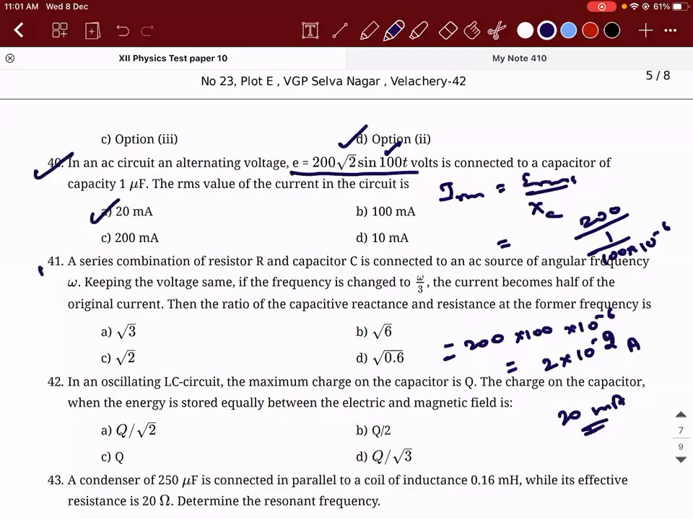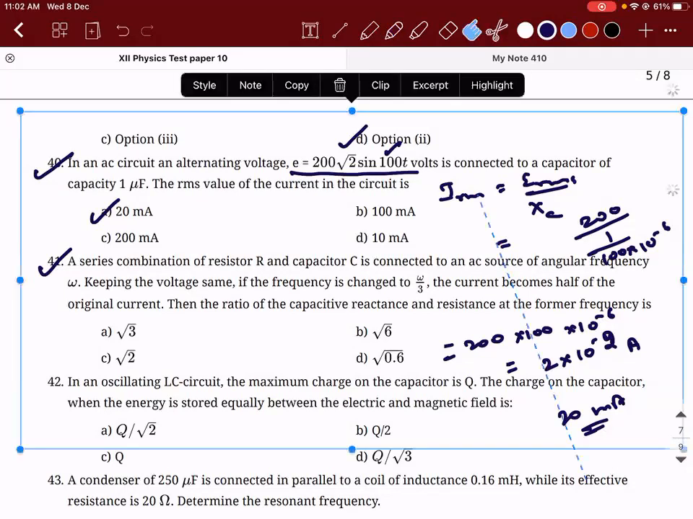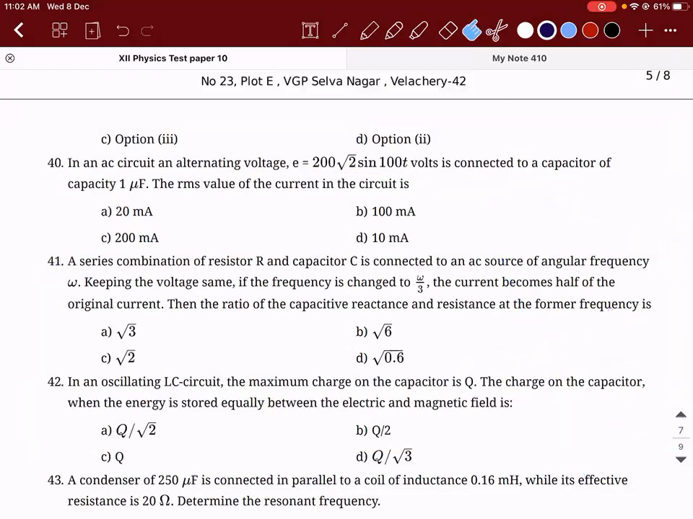Yes. 41. This is a good question. This thing, this 20 milliampere. Some problem with my device. Not responding.